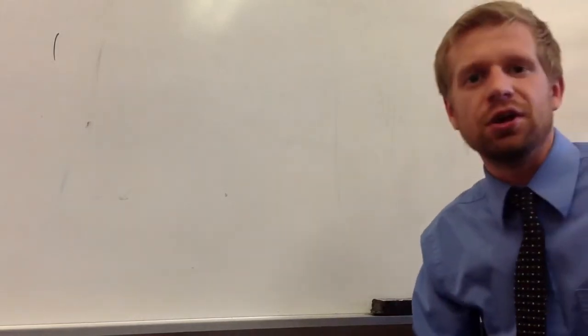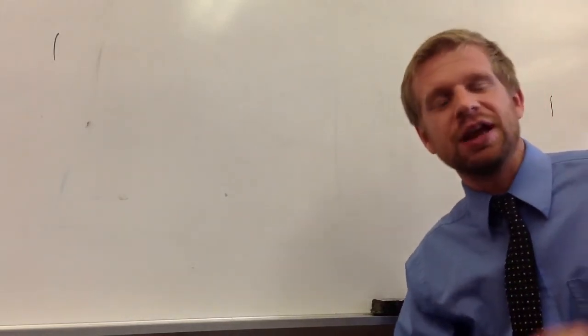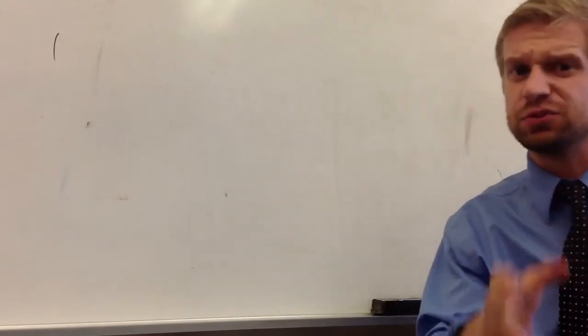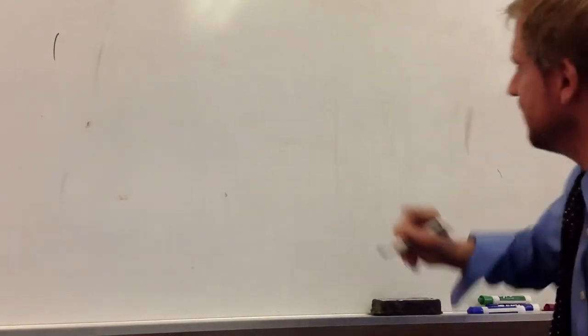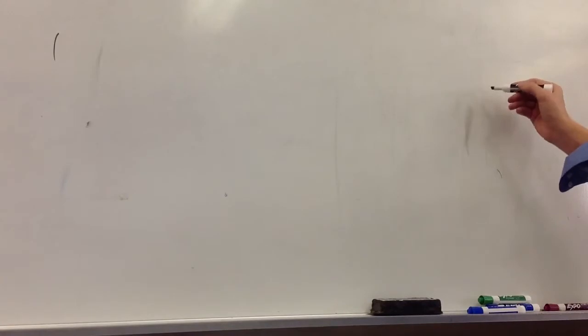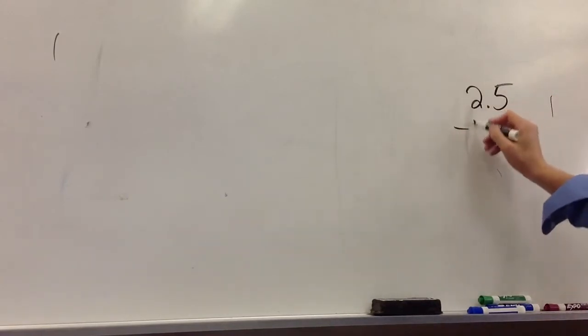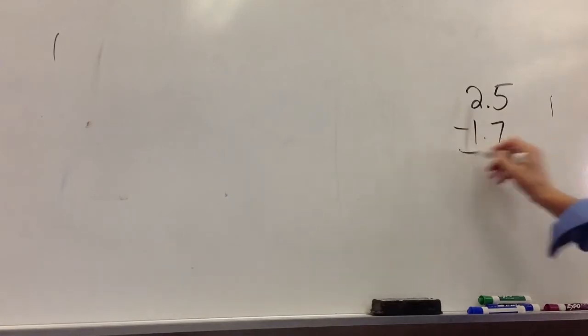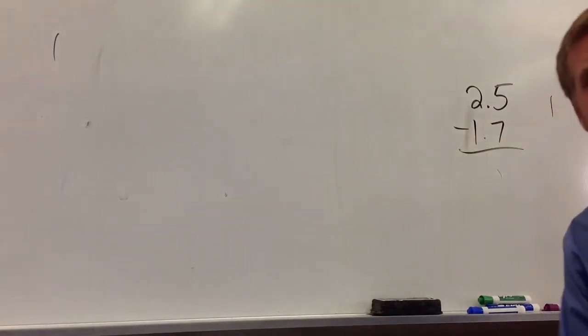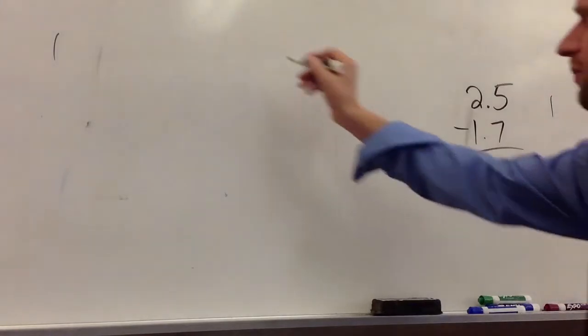You've seen the video on adding decimals that I made. Now it's time to look at subtracting, because subtracting decimals can be pretty complex. Let's imagine we have 2 and 5/10 minus 1 and 7/10. And we're going to learn how to do this on the place value chart. So let's draw a place value chart.